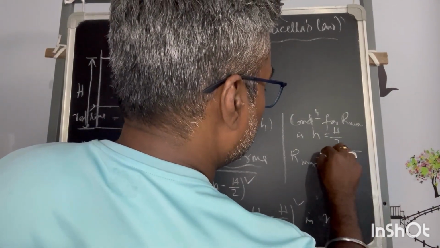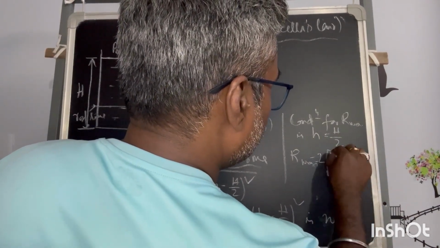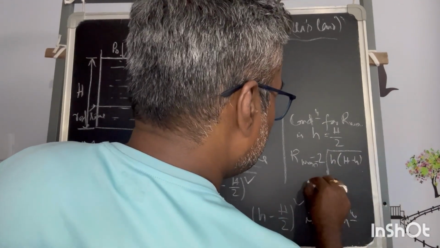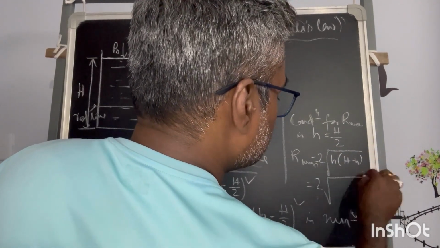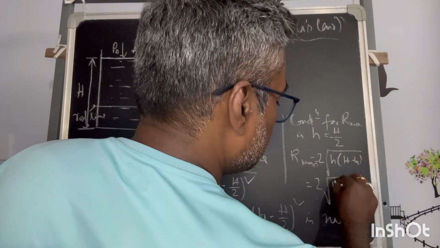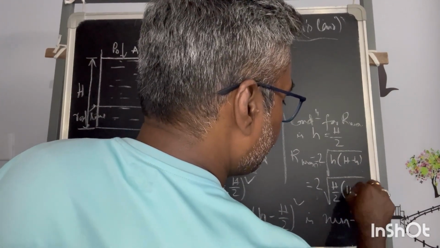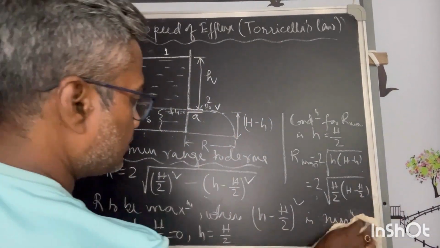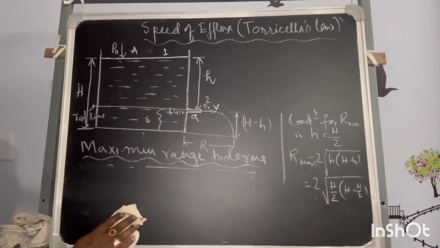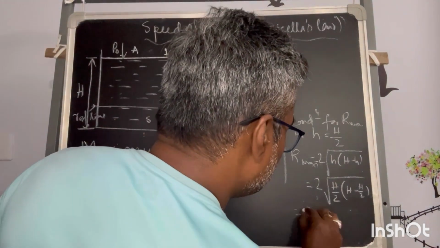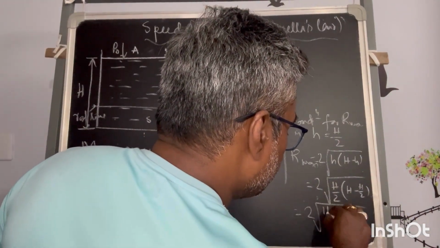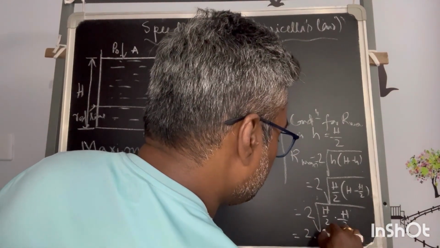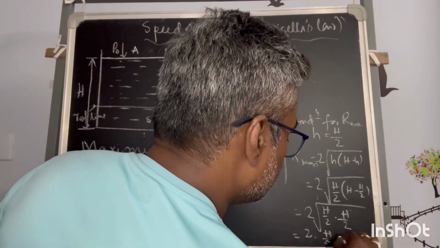Under root of 2 into h into h minus h, that was the formula. Now put the small h, replace the small h by capital H by 2. Capital H by 2, what will we get? The value is equal to 2 into H by 2 into H by 2. So that is equal to 2 into H by 2. So that is equal to H.